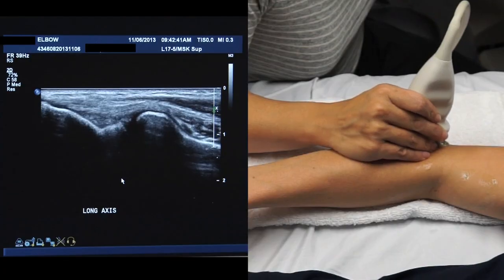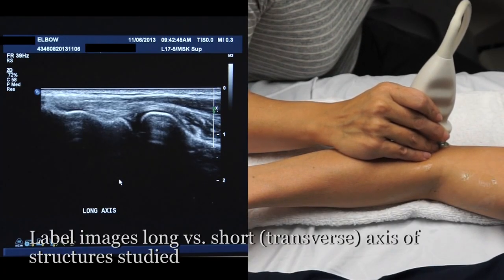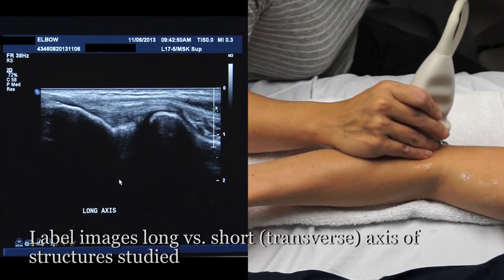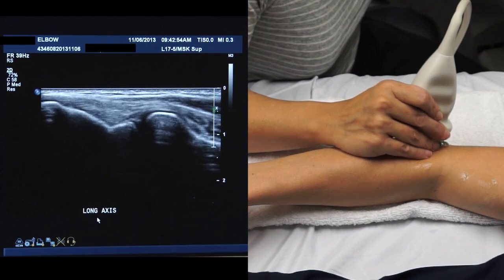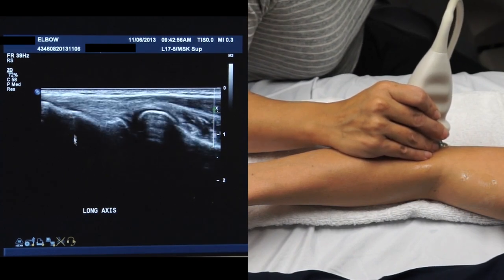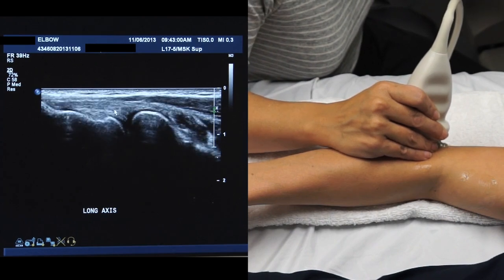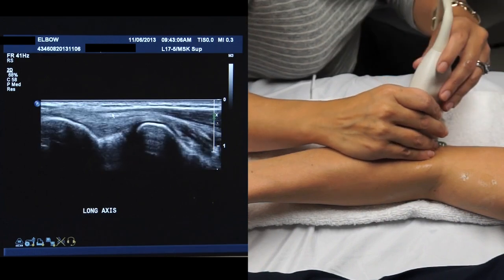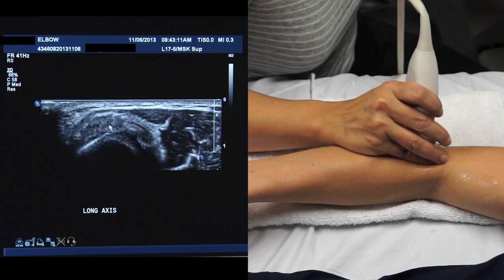When you're labeling your images, it is best to use long axis and short axis as your designation. And when you say that, you're referring to the structures being imaged and not the patient. So if you're looking at a long axis view of a tendon, you will see that the tendon fibers are oriented along the screen or along the image. I'll just change the depth here. Okay, and then in short axis, you're looking at a cross section or transverse image through that tendon, which is right here.